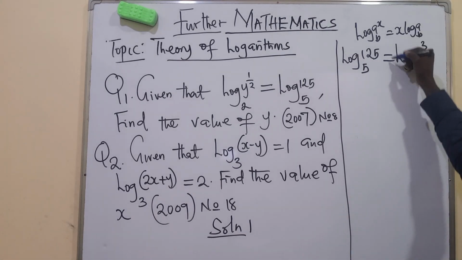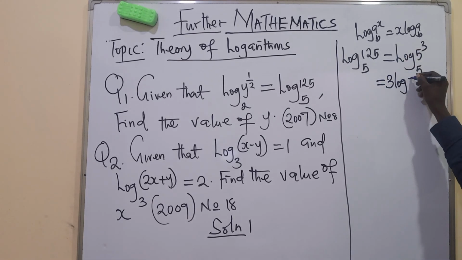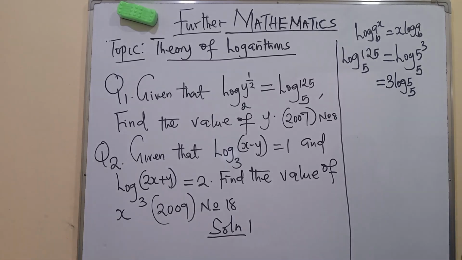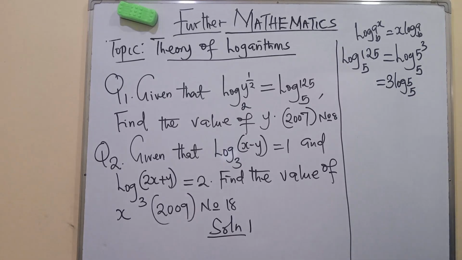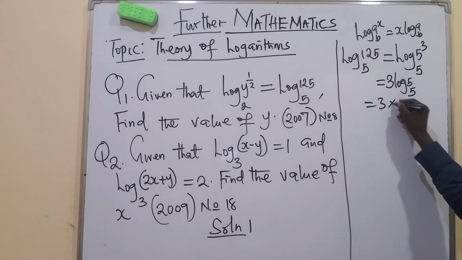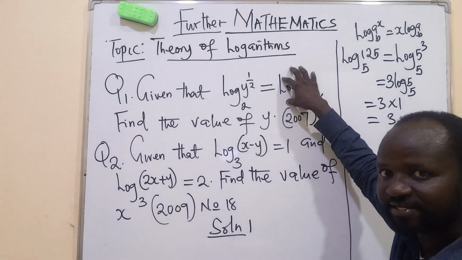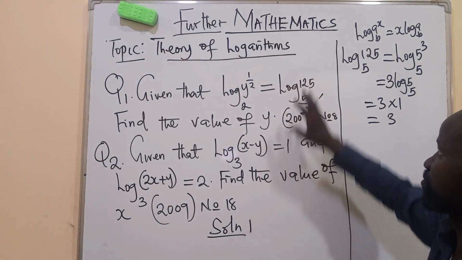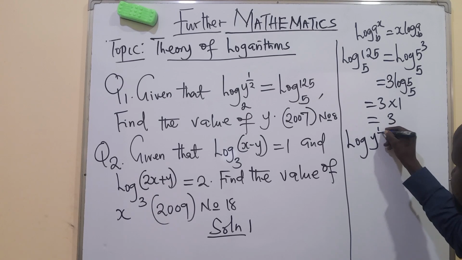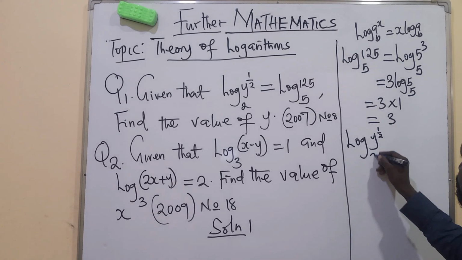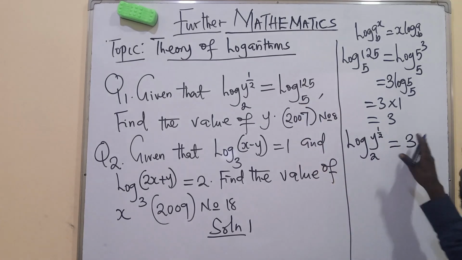So it means we'll bring this 3 forward. That will be 3 log 5 to base 5. From one of the laws of indices, log 5 to base 5 is 1. So this will be 3 times 1, which is equal to 3. So this right hand side is equal to 3. So we can write log y^(1/2) to base 2 as equal to 3, because log 125 to base 5 is equal to 3.